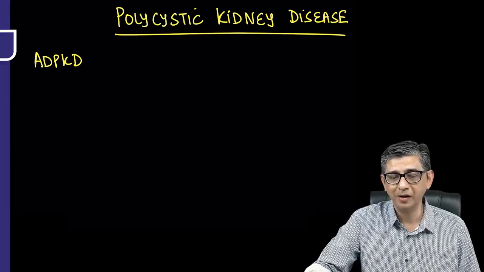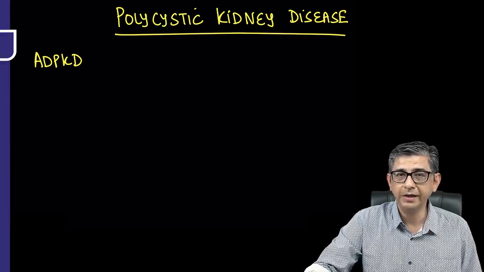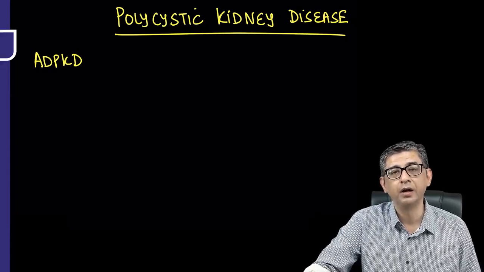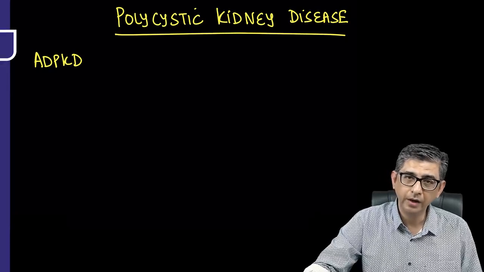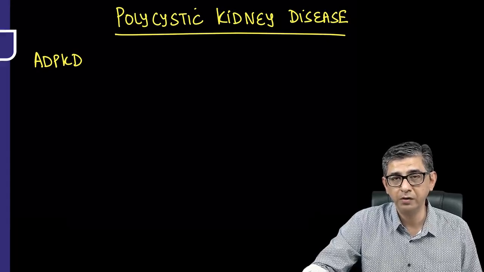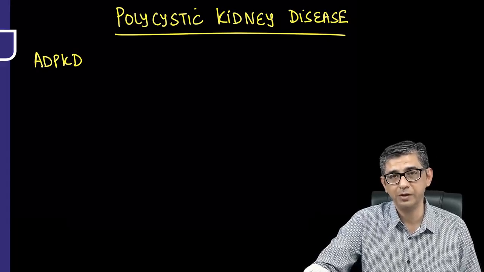Hi guys, the topic that I'm going to teach you now is polycystic kidney disease of the autosomal dominant variety, which would have an adult presentation. Now, before I get into the clinical details of the disease per se, I would focus on three important points which are must know for you from the exam perspective.